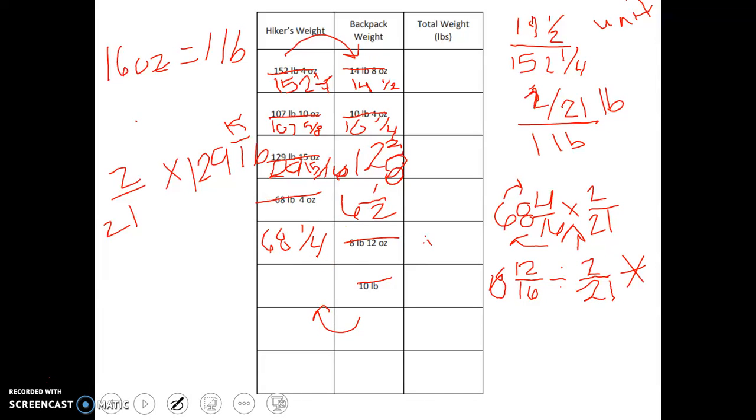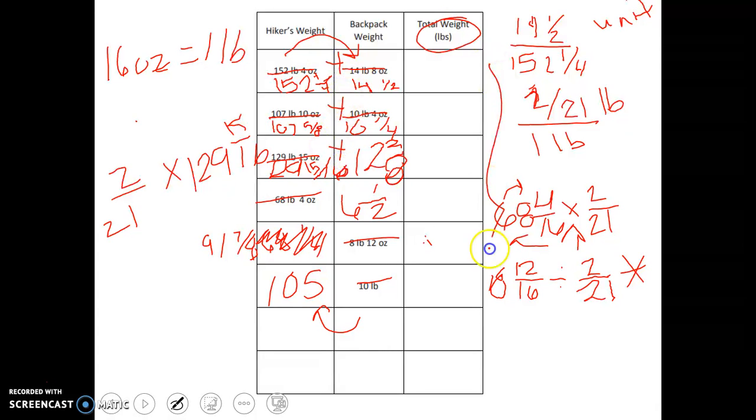Our last person, oh sorry, this is 91 and 7/8, 91 and 7/8 is their weight actually, and this last person is going to weigh 105 pounds. Total weight in pounds: all I need you to do now is add these two numbers together and fill in our table, and let's move on to the next example.